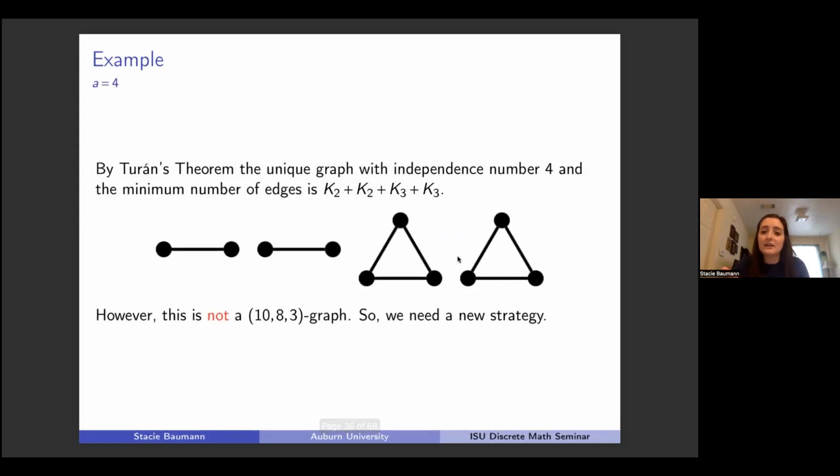All right, so let's try to do that when we get to independence number 4. When I get to independence number 4, the minimum graph by Turán's theorem is K2 plus K2 plus K3 plus K3. But in this case, this isn't a (10, 8, 3) graph. Here's a set of 8 vertices that don't have a K3, a clique on 3 vertices. So we have to do something else. We need a new strategy when we get to independence number 4.